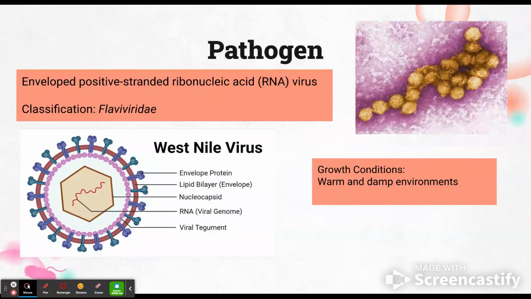So the West Nile pathogen itself is an enveloped positive stranded ribonucleic acid virus. It's under the classification of the Flaviviridae family. And the virus is a nucleocapsid, which is surrounded by the lipid bilayer forming the envelope. And then the glycoproteins on the envelope protrude as spikes that help in the viral attachment to the host cells. And then the growth conditions: where it grows the most is in warm and damp environments.